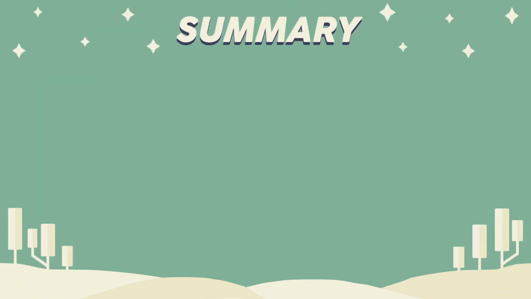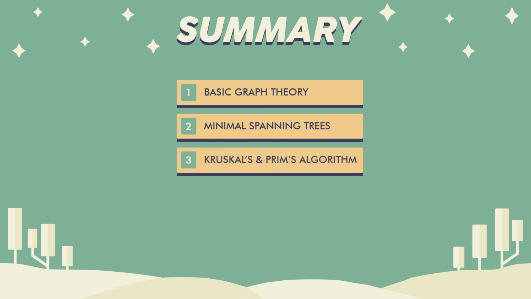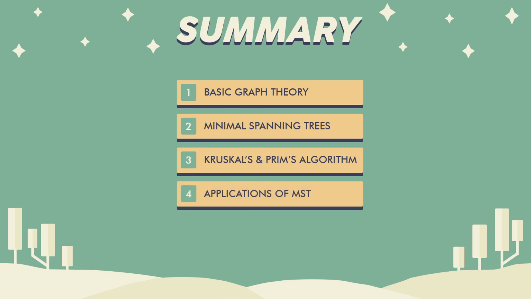Today we tackled the basics of graph theory and defined minimal spanning trees. We talked about the different algorithms that can be used to find MSTs, like Kruskal's algorithm and Prim's algorithm. And finally, we listed the applications of MSTs in the modern world, like approximation algorithms, cluster analysis, and network design. I hope you learned a lot today.